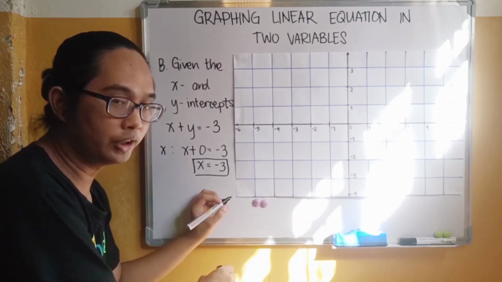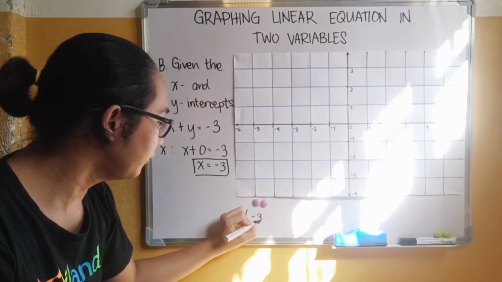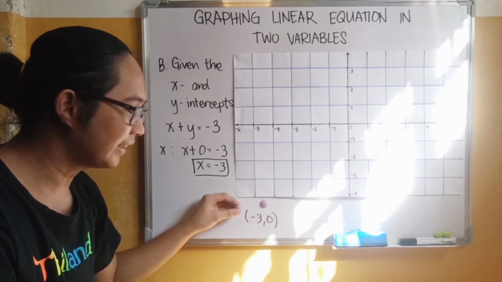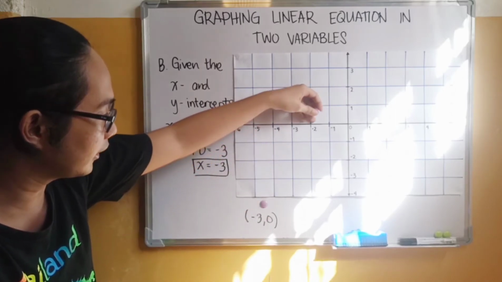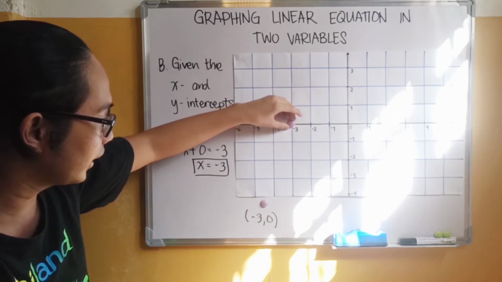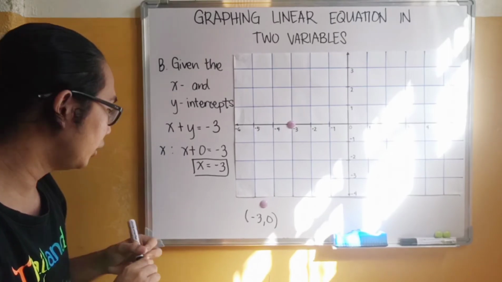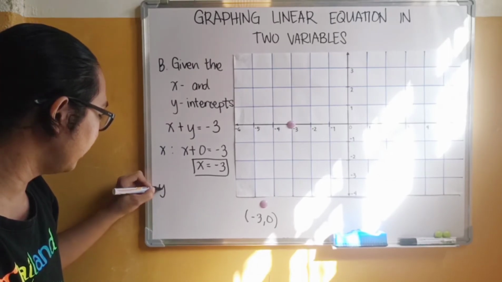So, ang una nating ordered pair dito ay negative 3, 0. I-plot na natin ang inyong ordered pair na (negative 3, 0) sa ating Cartesian plane. So, narito siya. Next thing that we need to do is we need to look for the y-intercept.